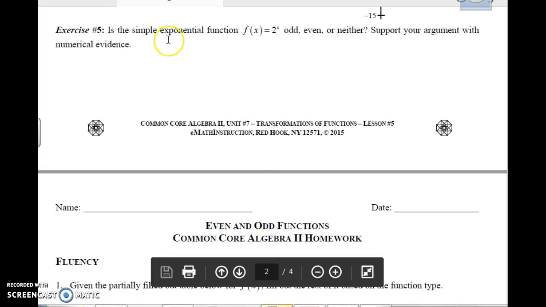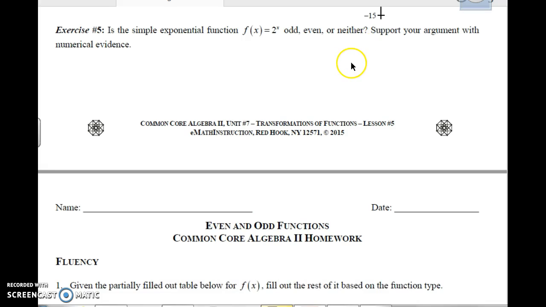Okay, got one more. All right, is the simple exponential function f of x equals 2 to the x odd, even, or neither? Support your argument with numerical evidence. Okay, so we are going to go over this one in class the next day as a refresher, so save this one, see if you can figure it out.